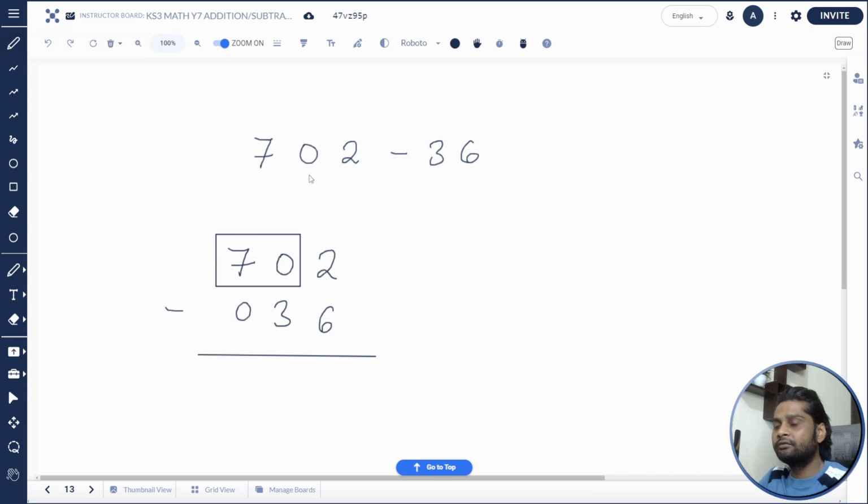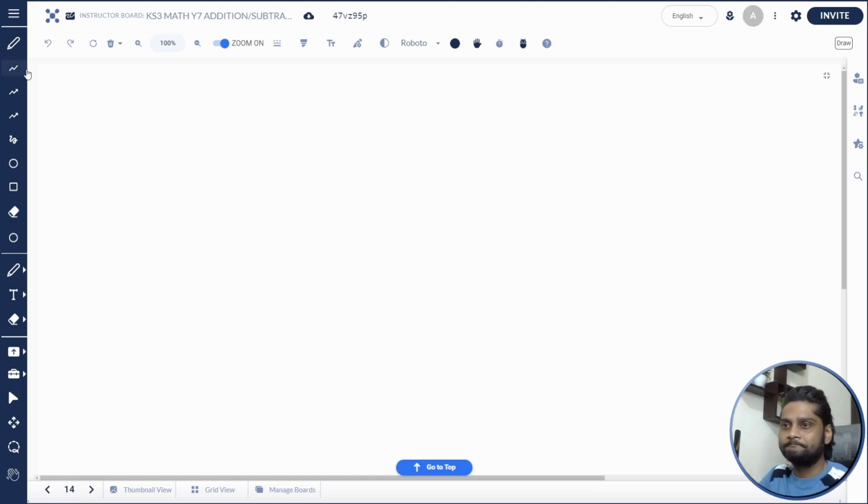So when 70 gives 1 borrow, that becomes 69. When it has given 1, we get 69 over here. However, this 2 becomes 12 because it has taken 1 as borrow. So 12 minus 6 is 6. 9 minus 3 is 6. And now 6 minus 0 will be also 6. So that is your answer. It's a coincidence. We have 666. No problem. Let's continue with one more example.